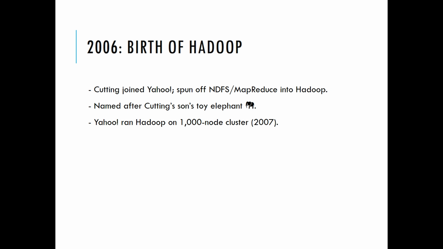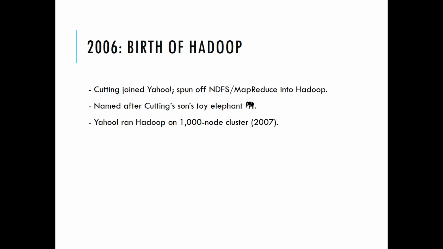2006 marks the official birth of Hadoop as we know it. Doug Cutting joined Yahoo, a company desperate for a solution to its own massive data problems. Recognizing the broader potential beyond just search, the NDFS and MapReduce components were spun out of Nutch into a separate, independent project named Hadoop. Their name? A charming anecdote: Doug Cutting named it after his young son's yellow toy elephant.